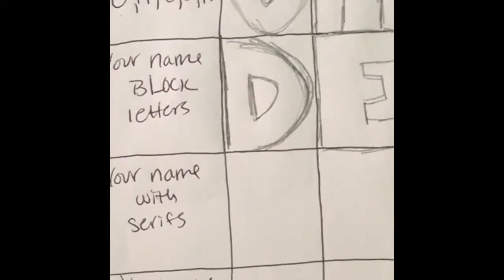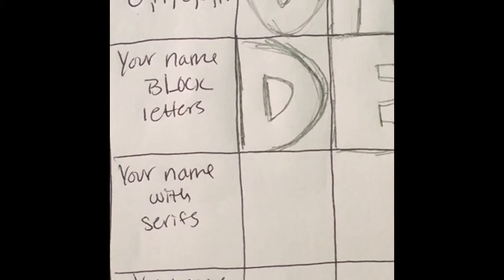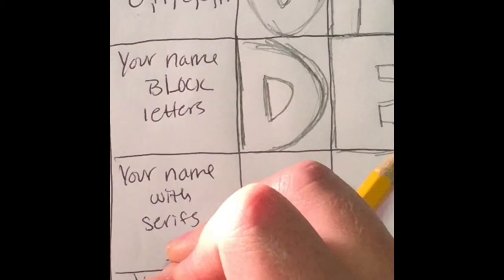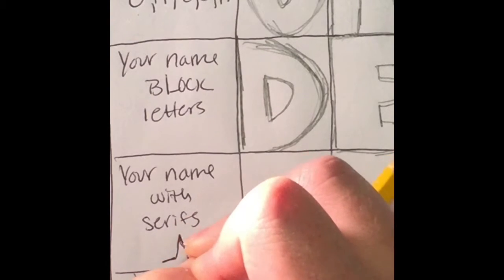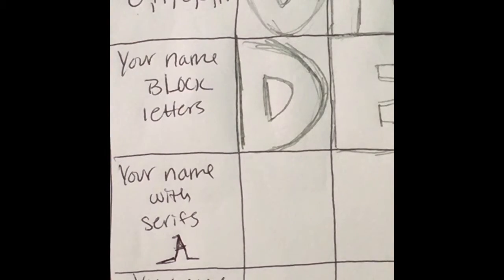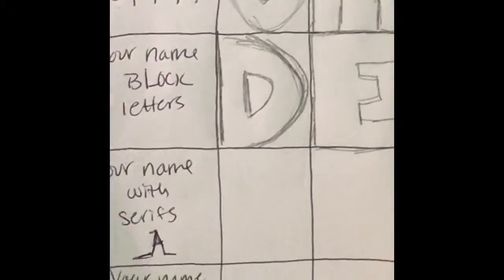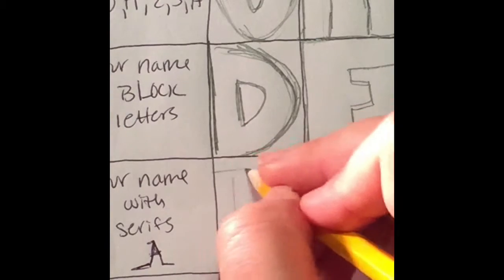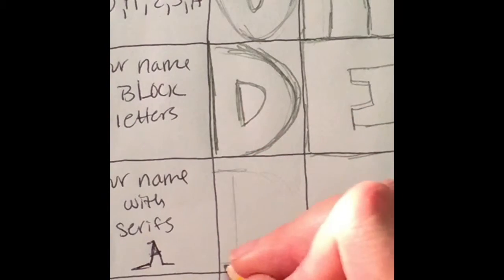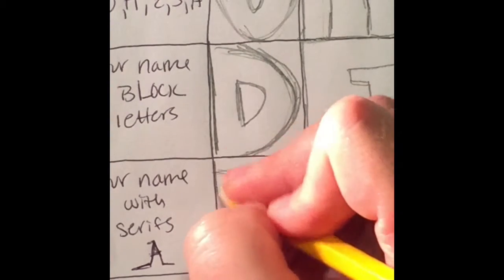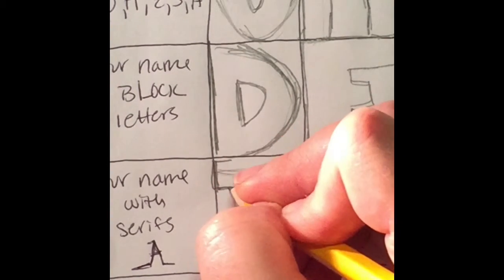The next line says your name with serifs. So remember, serifs are these little headers and footers like this. Those are kind of big, but you get the point. So when I draw my letter, I'm going to include a serif in it. So that's these two lines sticking out back here for my D. So I'm going to draw right around the edge of that.